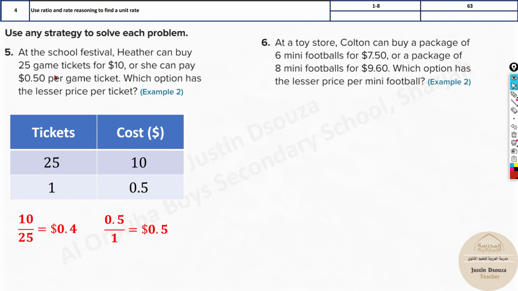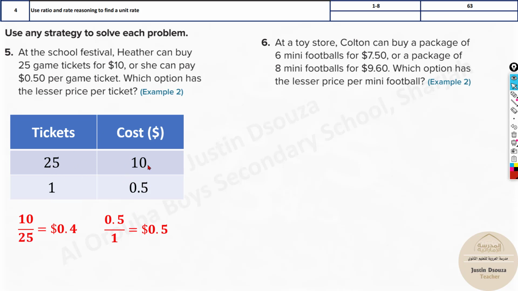25 tickets cost 10. Now, which option? Okay, this one is a strategy problem. They have told you Heather can buy 25 game tickets for $10, or she can pay $0.5 for 1 game ticket. Which option is the lesser price? 25 tickets, how much does it cost? $10. For 1 ticket, it is $0.5.